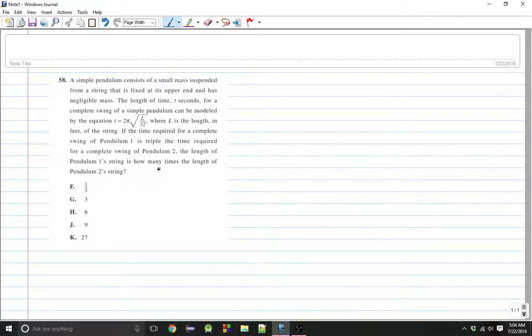Okay, in order to approach this problem, there are several things that we need to highlight. First of all is our stock equation, t equals 2 pi root L over 32. Got to remember that L is the length, and the length of time is t in seconds. Pendulum 1 is triple the time required for a complete swing of pendulum 2.